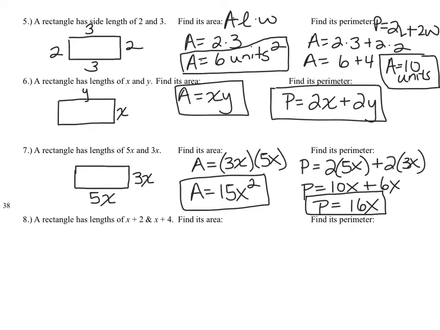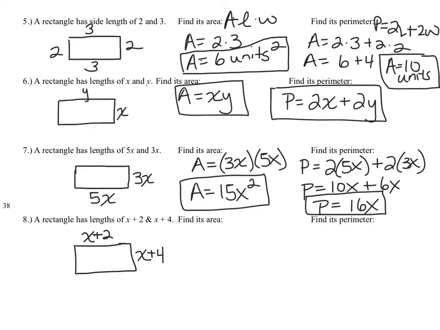I thought I would go ahead and do number 8 with you since it's a binomial. So for number 8, we have this rectangle. I'm going to go ahead and draw it. So one side is going to be x plus 2, and it doesn't really matter which one is which, and the other one is x plus 4.